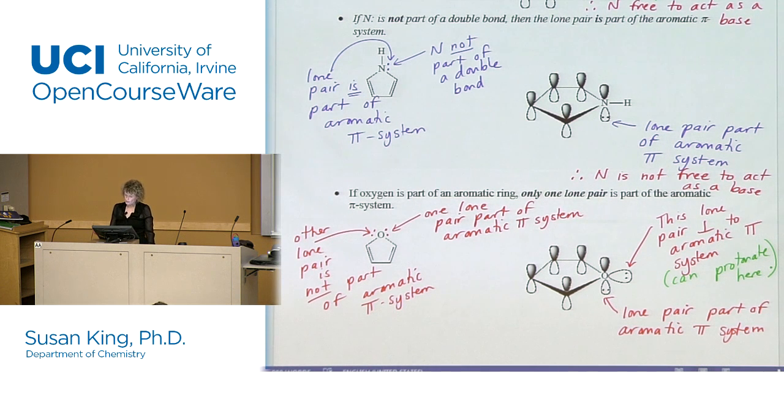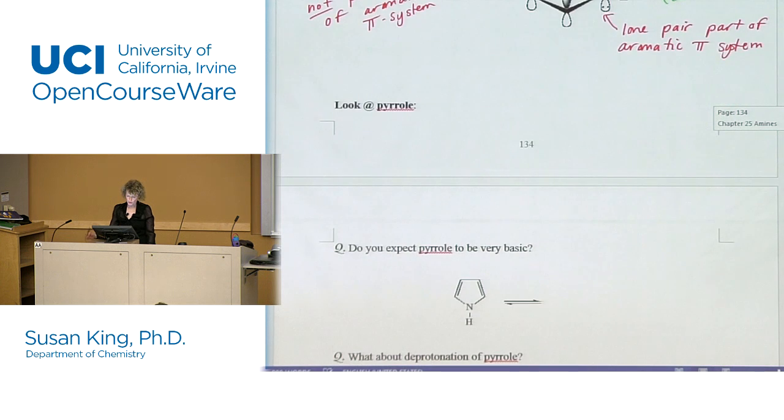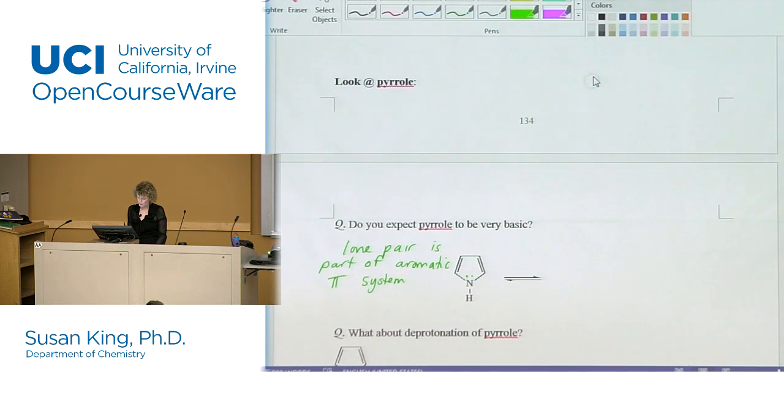All right, so let's see how we're going to use this to make decisions about acidity and basicity. So if we look at pyrrole, for example, do you expect pyrrole to be very basic? What do you think? No. The lone pair is part of the aromatic pi system, therefore if you protonate you lose aromaticity. Not going to happen.